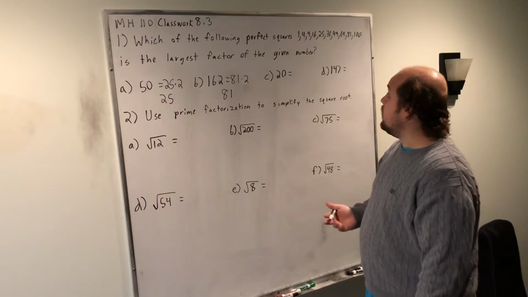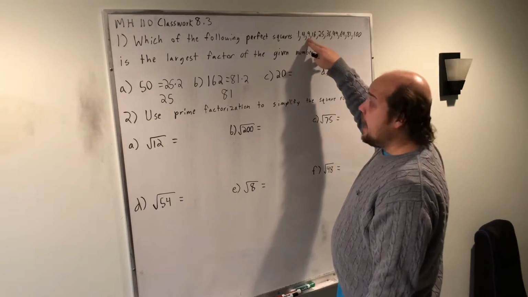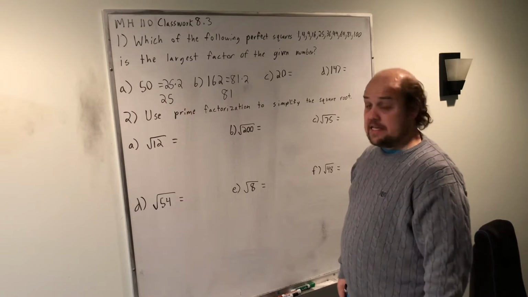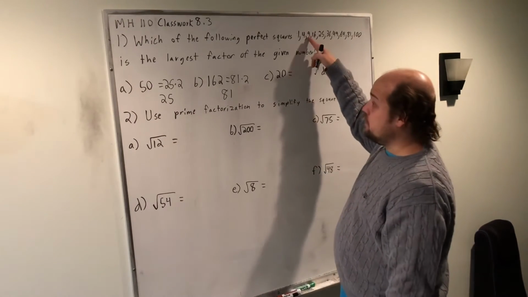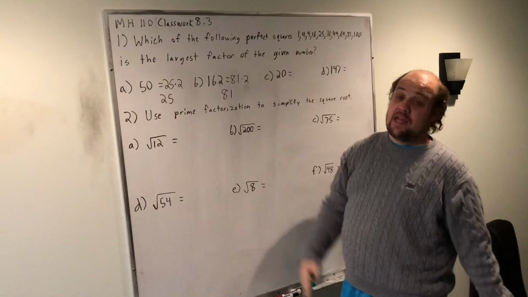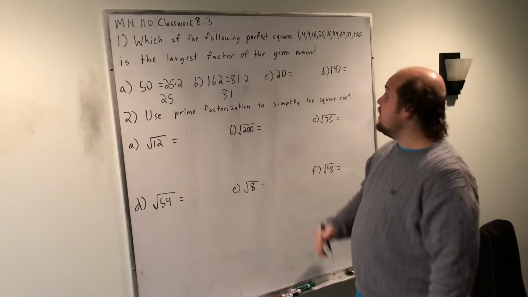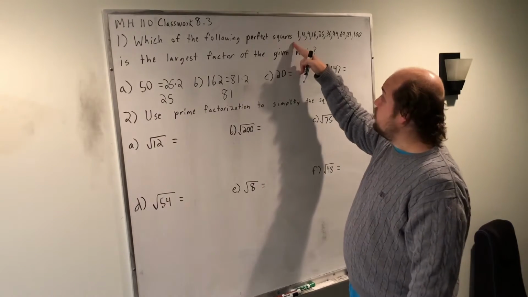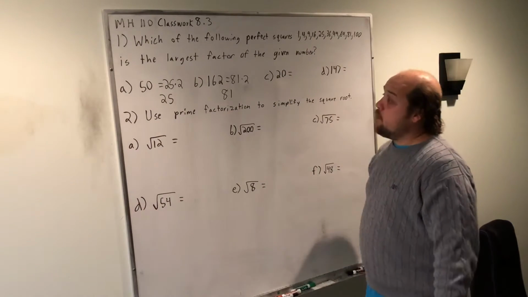Notice that if I started at the start of my list, 9 would have also gone into 162. It would have gone in 18 times. If I thought 9 was the largest factor that went in, I would get the question wrong. That's why I want to start with the higher squares and work my way down, as opposed to starting with the lower squares and working my way up.